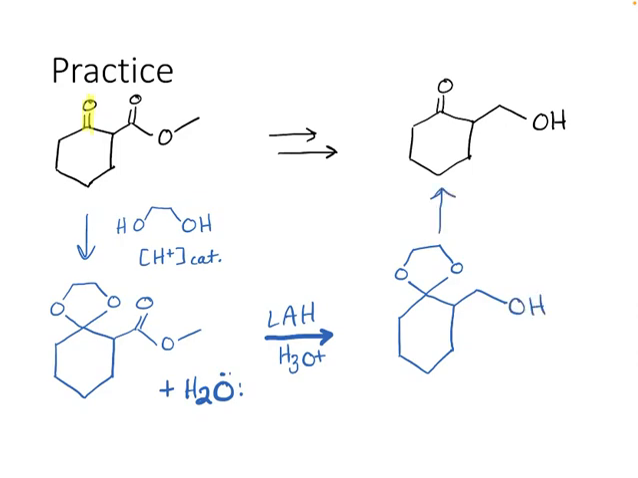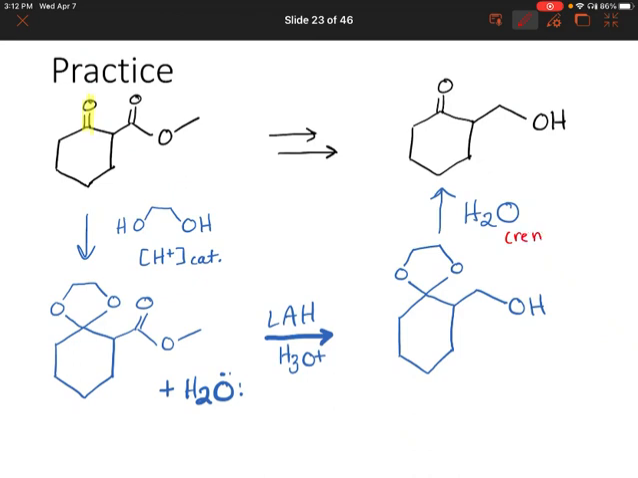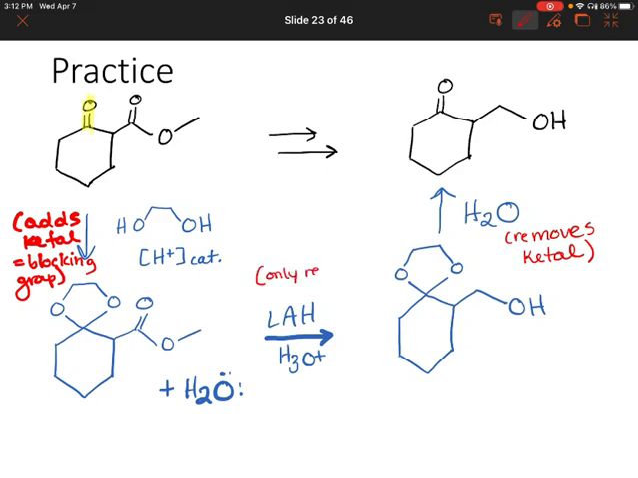And then we're going to remove the blocking group or the cyclic ketal just using water. So water just removes that blocking group. Removes ketal. And then this step up here adds ketal, which is a blocking group. And then lithium aluminum hydride only reacts with ester due to blocking group.